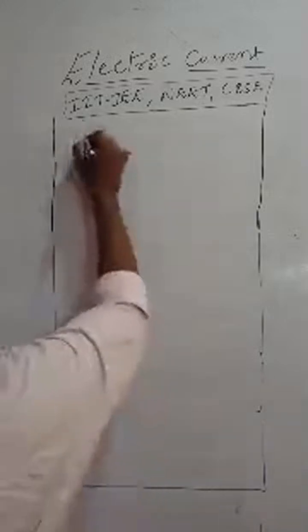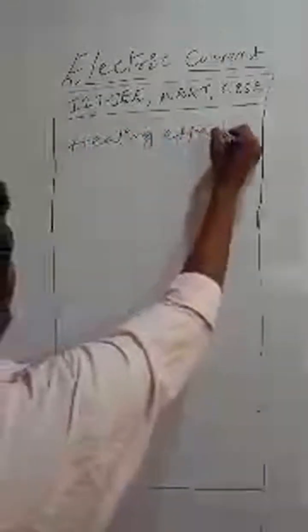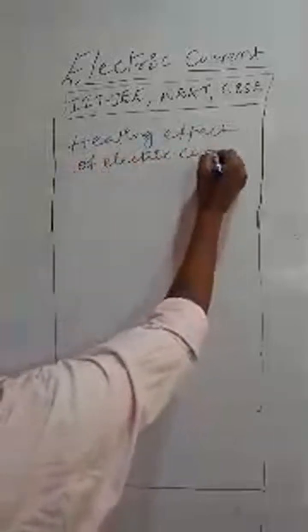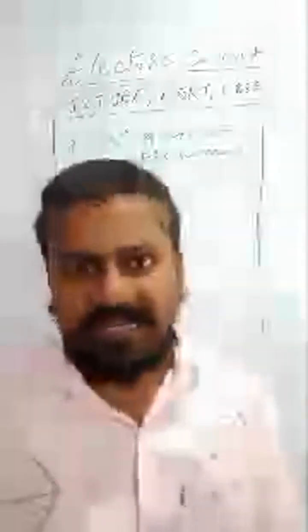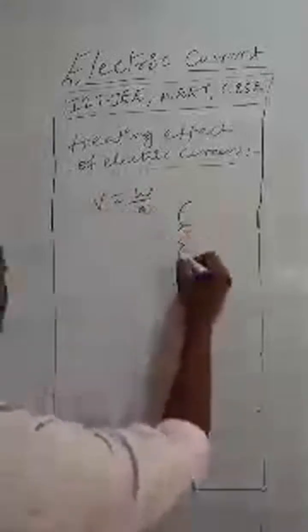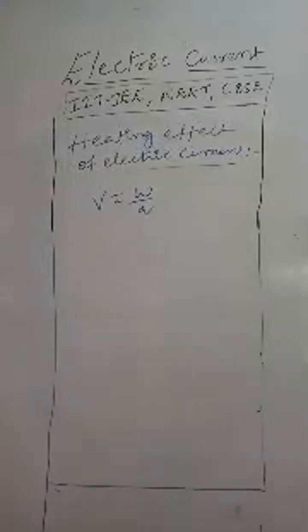Heating effect of electric current. What is the meaning of this statement? Normally we know potential difference. What is potential difference? V equal to W by Q. So I am taking a conductor, like a heater. Normally for a heater, you can consider a coil. The coil will be like this.